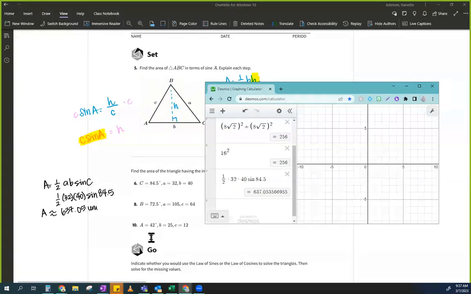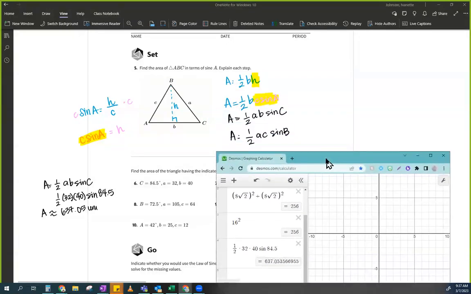Okay. So I did number 6. You're going to try number 8, and then you're going to give me a final answer. Okay. So I'm going to pause it so that you guys have time to catch up.